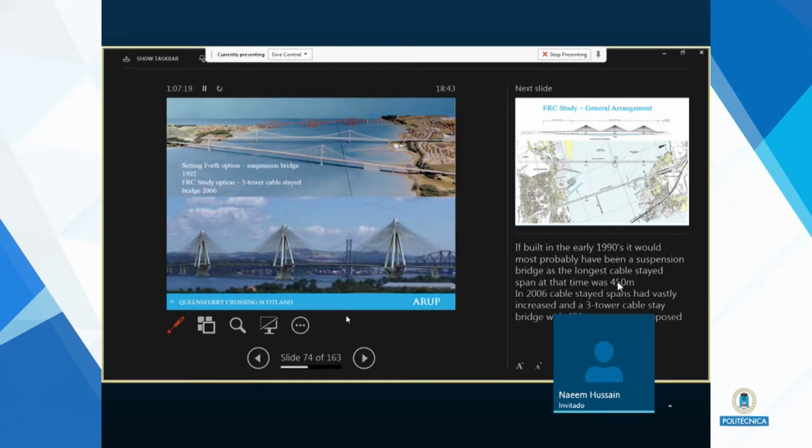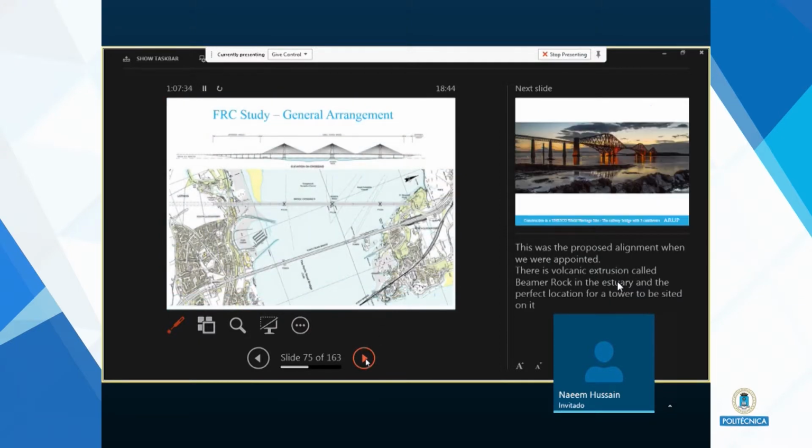We took part in a little competition to be appointed, and the previous engineers had actually had pyramid-type towers, and this was in 2006. So when we came on board, the idea was to actually have a 3-tower cable stay bridge. And there is a rock over here known as Beamer Rock, on which you could actually put a tower. And we agreed that it could be 650-meter spans.